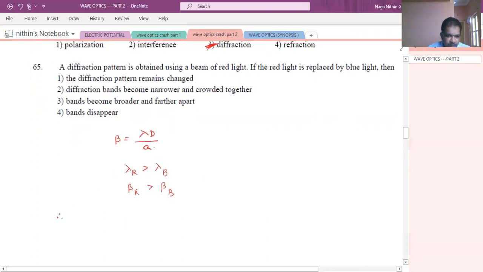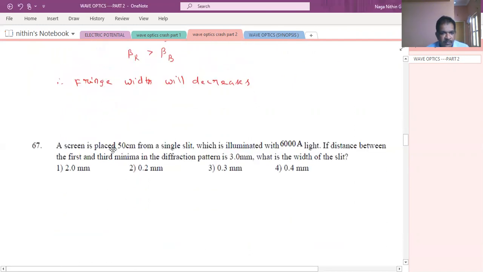Therefore, fringe width decreases. So this is the answer for it. Diffraction bands become narrower and crowded together.